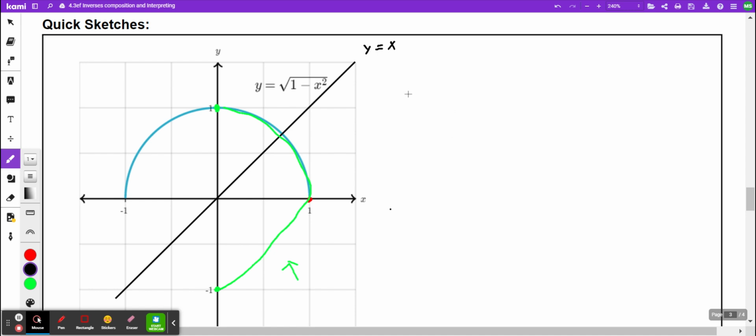Is it a function? Is it a function, guys? Is the inverse a function? Yes or no? No, because it does not pass the vertical line test.